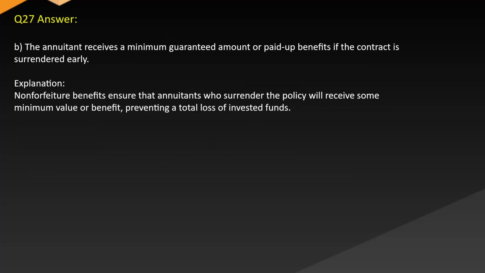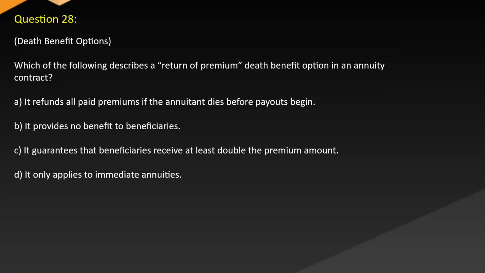Answer: B. The annuitant receives a minimum guaranteed amount or paid-up benefits if the contract is surrendered early. Explanation: Non-forfeiture benefits ensure that annuitants who surrender the policy will receive some minimum value or benefit, preventing a total loss of invested funds.